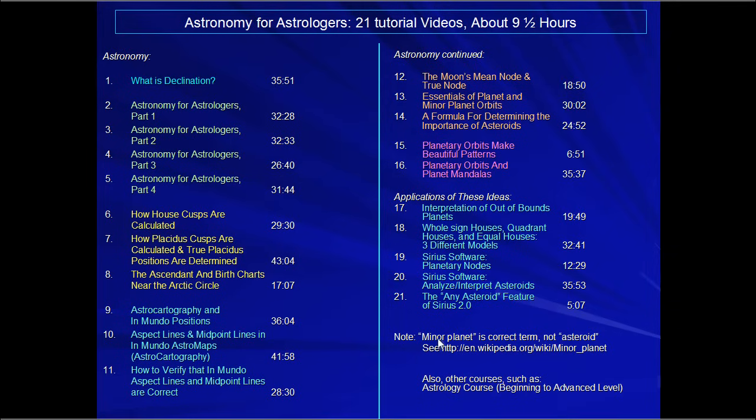And by the way, I have a note here. I'm often using this word asteroid when actually the more proper term is minor planet. Asteroids are a kind of minor planet. If you go to Wikipedia and you search for minor planet, you'll find this website address that talks about that. I just want to mention that because in astrology, I'm in the habit of saying asteroid for everything that's not a planet, and technically it's not right. And I know some other astrologers are also in that same habit.